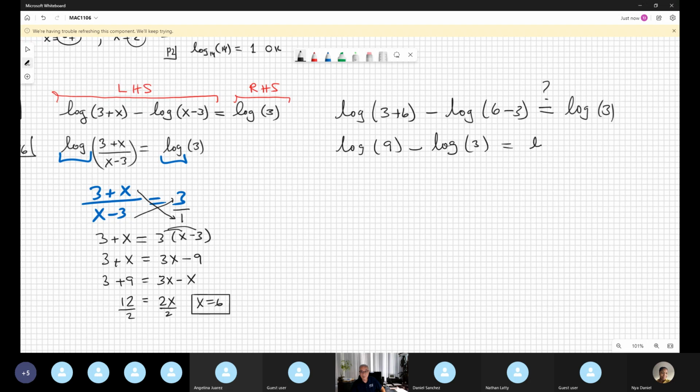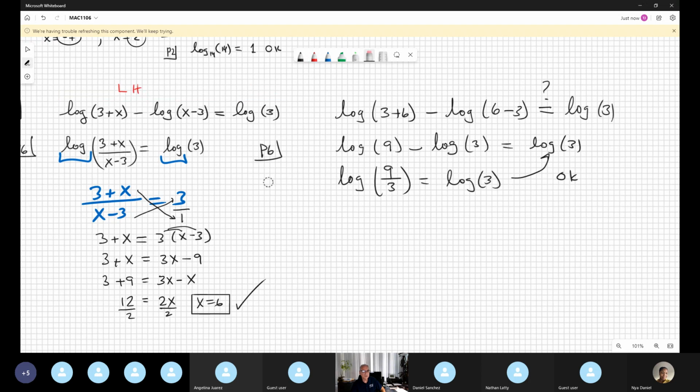And one more time, I apply property number 6 because of subtraction. And this is you condensing, only one log, gets 9 over 3. And 9 over 3 is 3. It's exactly the same as this. Okay, and this solution is perfect. And this is the answer that we are waiting for this equation. Super. Super or no?